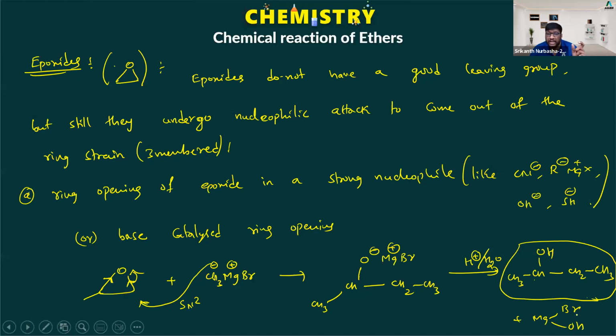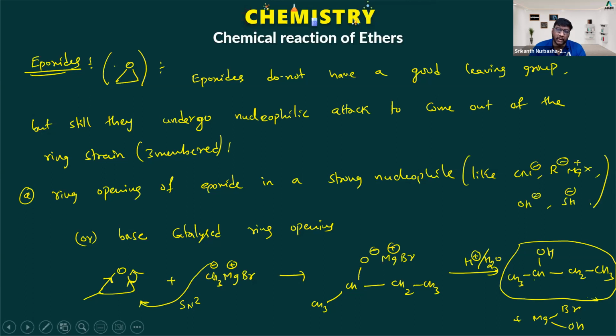Whenever the ring opening in epoxide is happening in the base catalyzed manner or in the presence of a strong nucleophile, you have to choose the SN2 path. SN2 path means it will be completely dependent upon steric repulsions. So the less sterically hindered carbon is going to be attacked by the nucleophile.